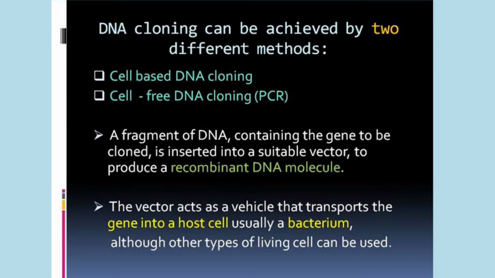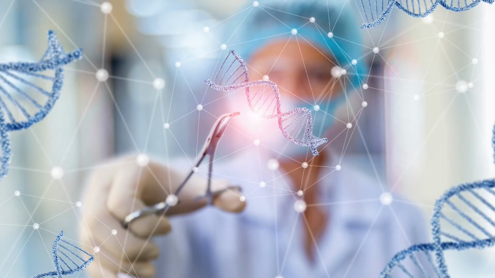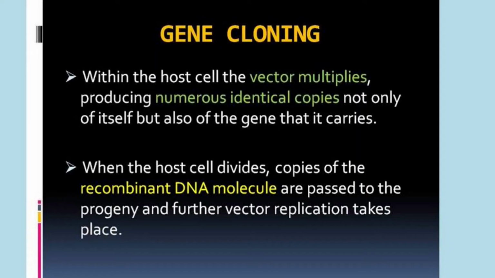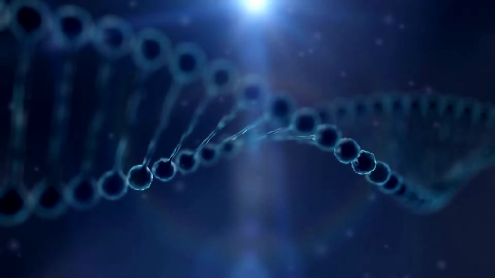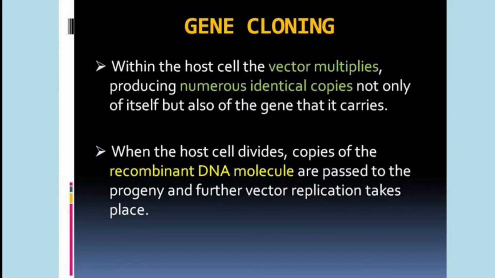The vector acts as a vehicle that transports the gene into a host cell, usually a bacterium, although other types of living cell can be used. Within the host cell, the vector multiplies, producing numerous identical copies, not only of itself but also of the gene that it carries. When the host cell divides, the copies of the recombinant DNA molecules are passed to the progeny and further vector replication takes place.